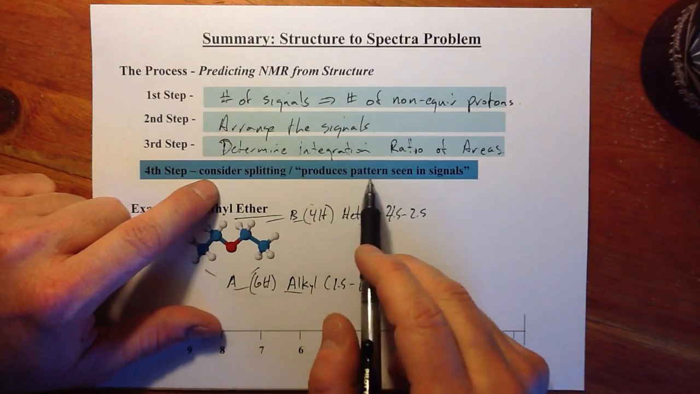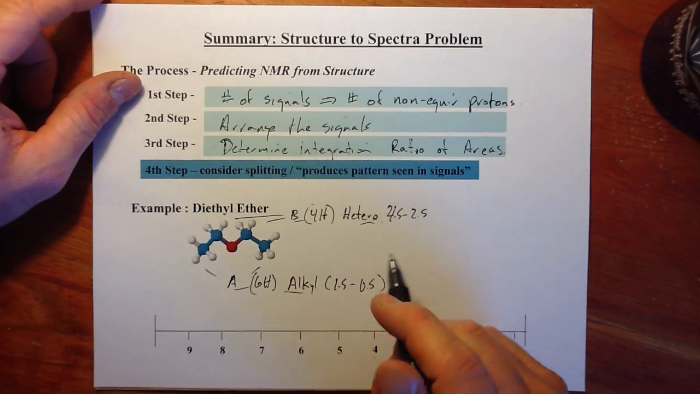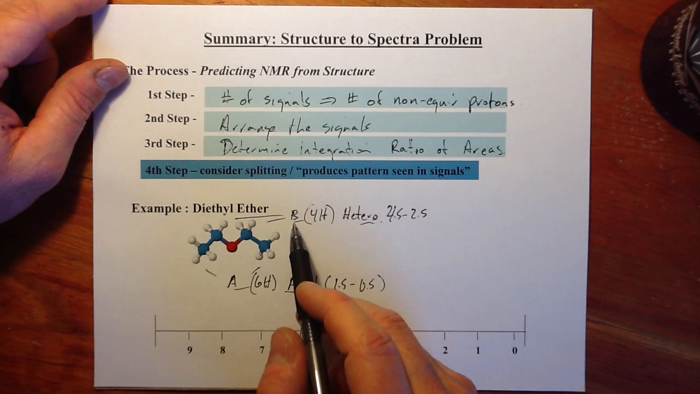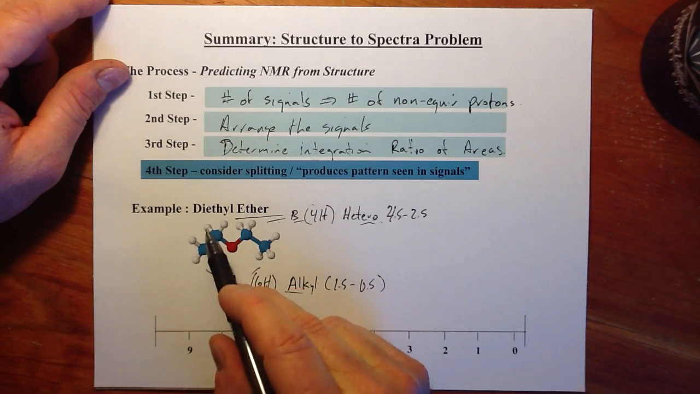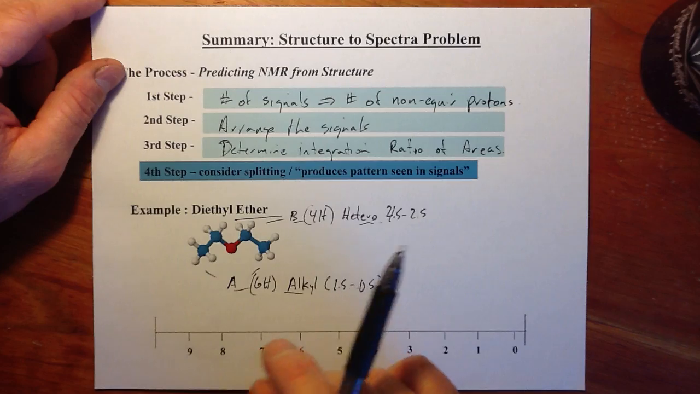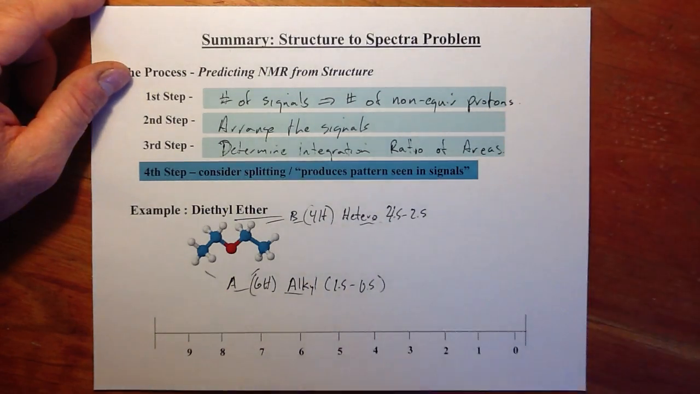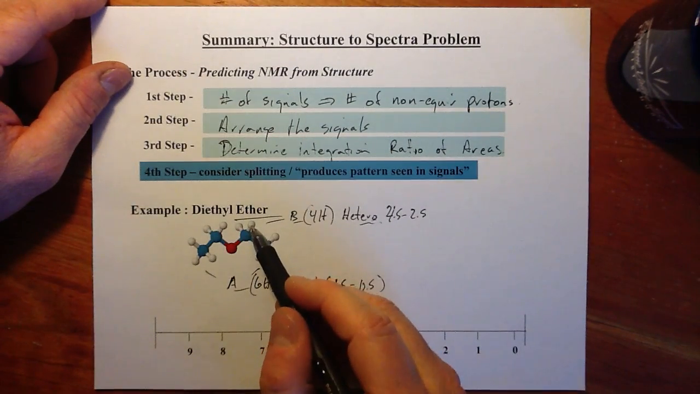Consider splitting. This produces the pattern seen within the signal, the fine detail of the signal. So what we do for splitting is, again, take a representative for protons B, any one of these 4. So grab one. I could have grabbed any of these. It doesn't matter. Once you figure out which ones are equivalent to each other, what's true for one is true for any other. So I can grab one of these B protons that are heteroatom affected.